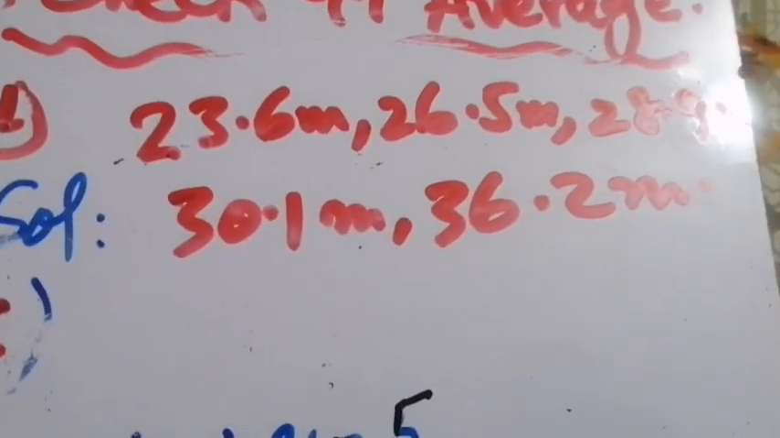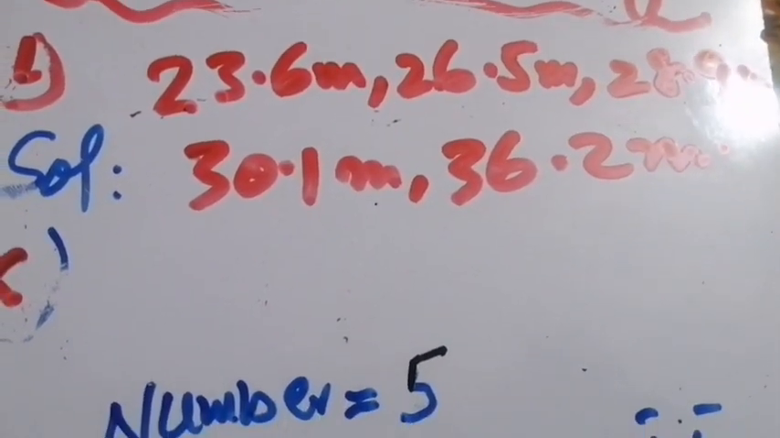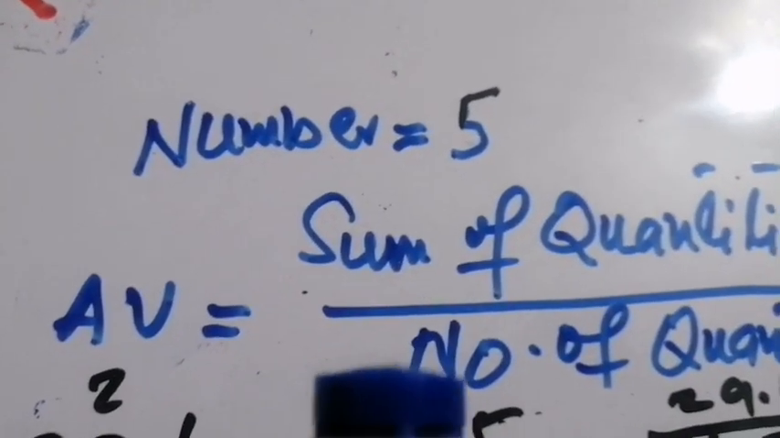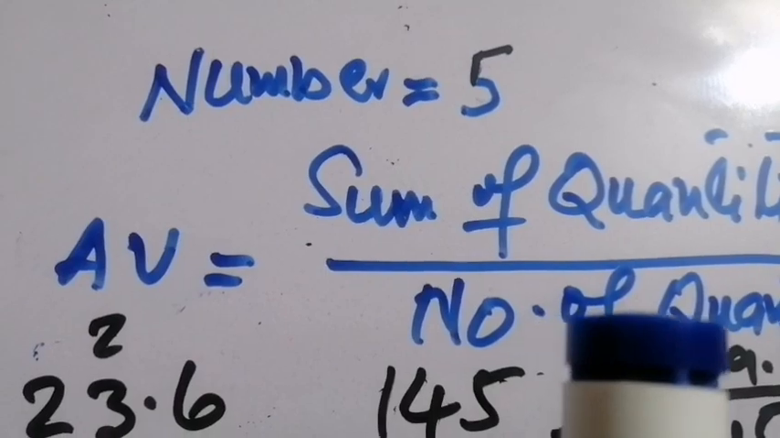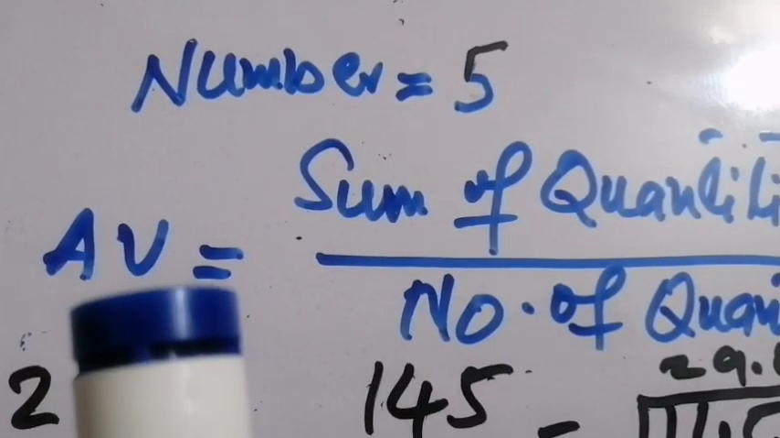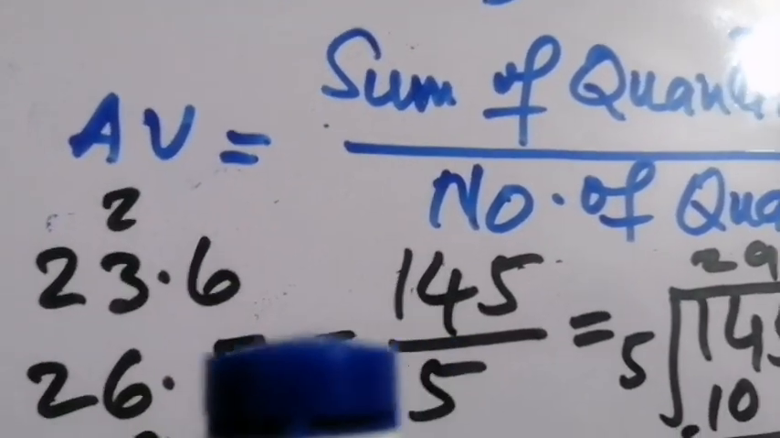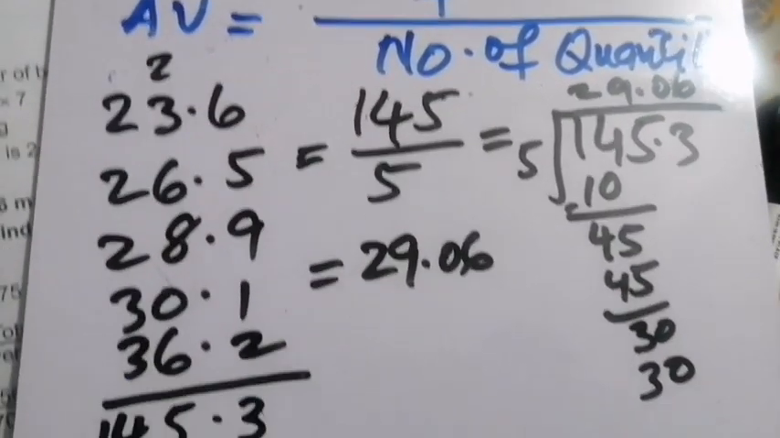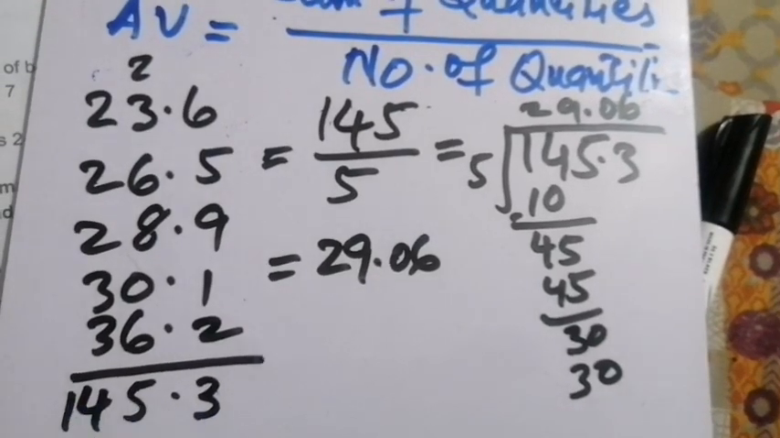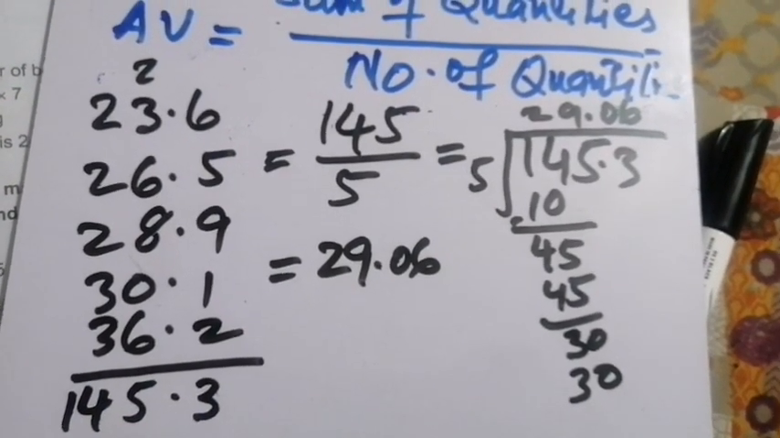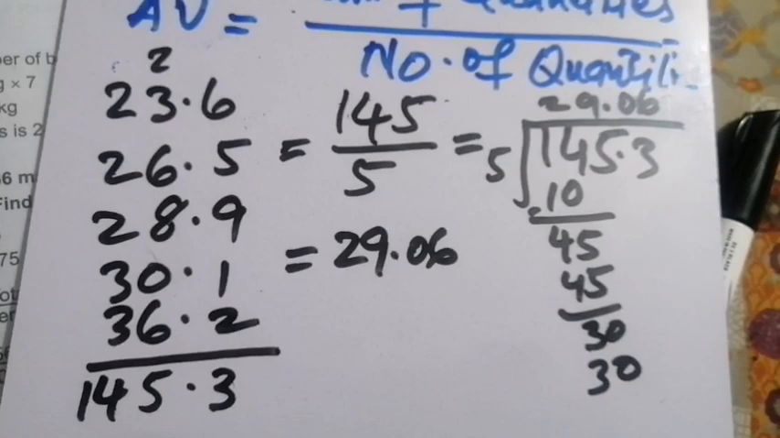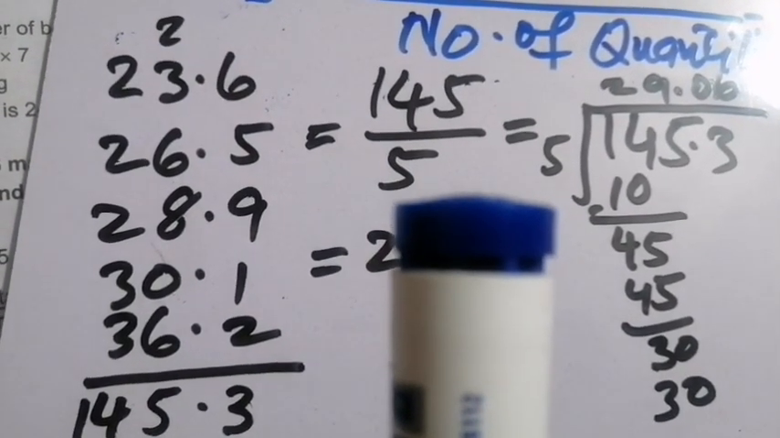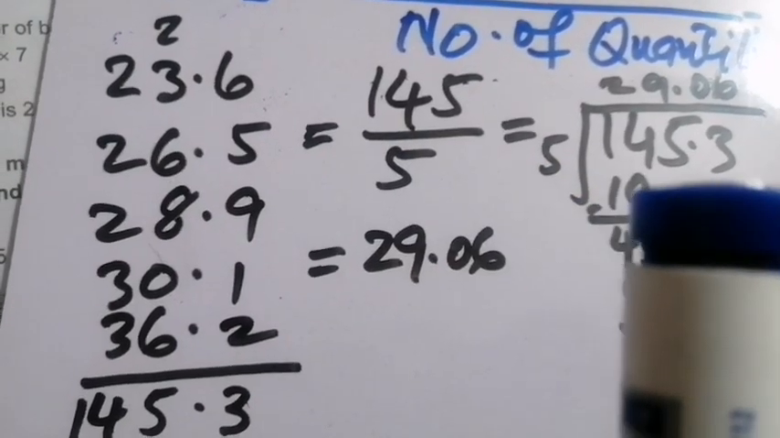So these are the 5 quantities, and we will divide by 5. The number of quantities is 5, and the sum of all the quantities divided by the number of quantities gives us the average. So when we add up all these, we got the addition of 145.3. So 145.3 divided by the number of quantities, 5. So we divided it over here.